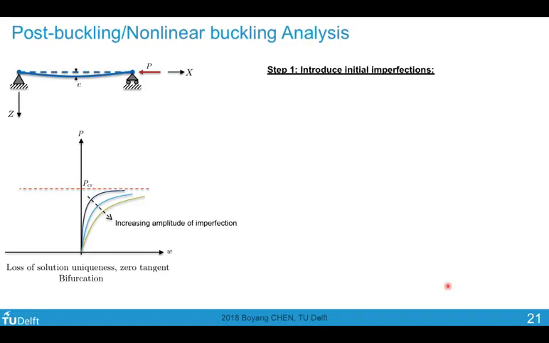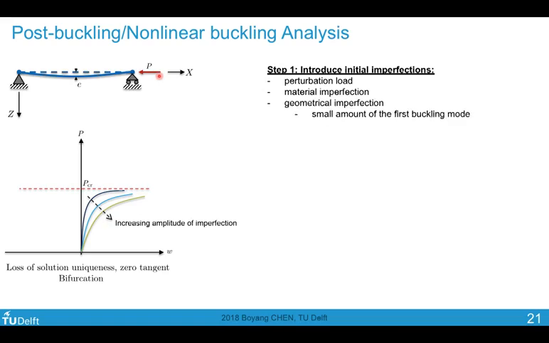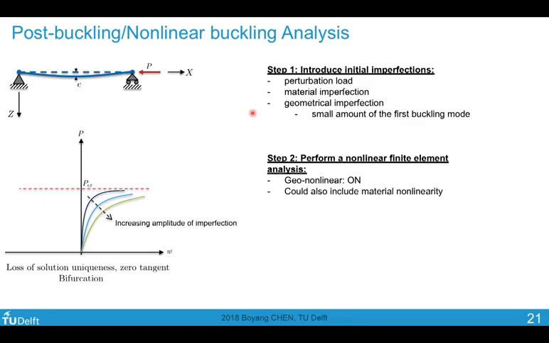The first step is to introduce the initial imperfection, such as a perturbation load or initial offset from straightness. This could also be a material imperfection, such as introducing a weakness in the material at a certain location. And in terms of geometric imperfection, one popular approach is to include a small amount of the first buckling mode that we obtained from the linear buckling analysis. Then the second step is to perform a full nonlinear finite element analysis, including geometrical nonlinearity and possibly also material nonlinearity.